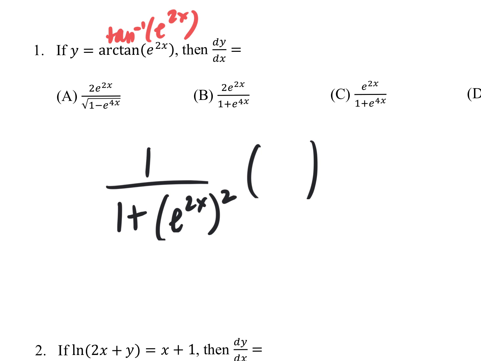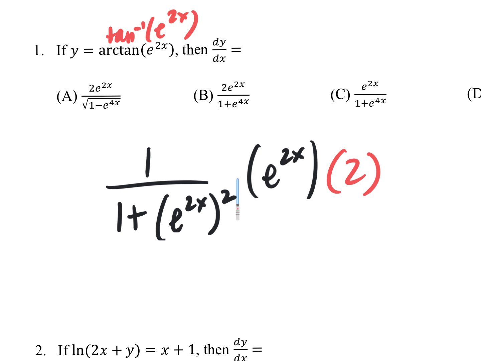This one deserves a lip up. Wait, the derivative of this angle. What do we do whenever we see e's? We just write the same thing, right? We just say e to the 2x. But don't forget to times the derivative of that exponent. What's the derivative of that exponent? 2. Good job.